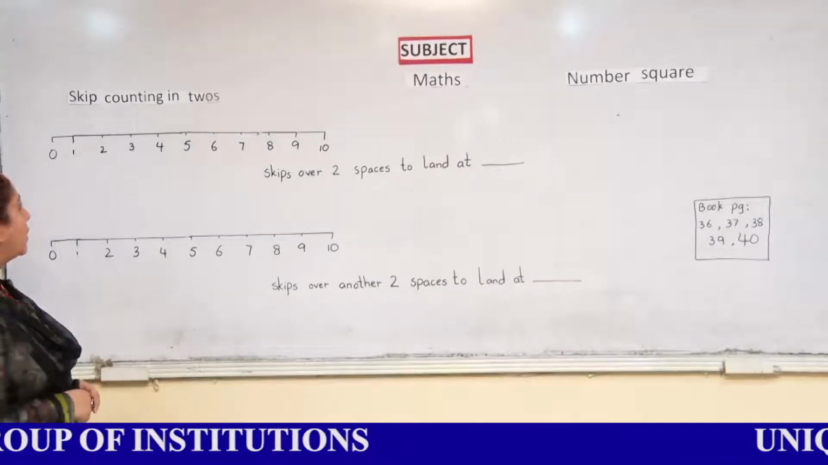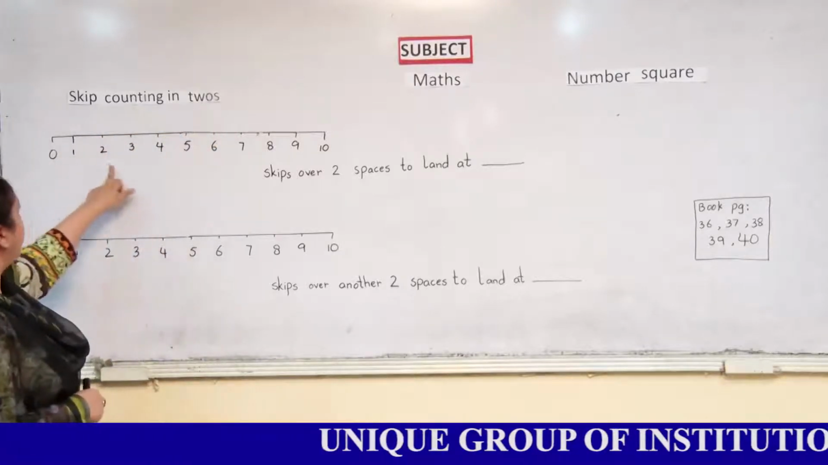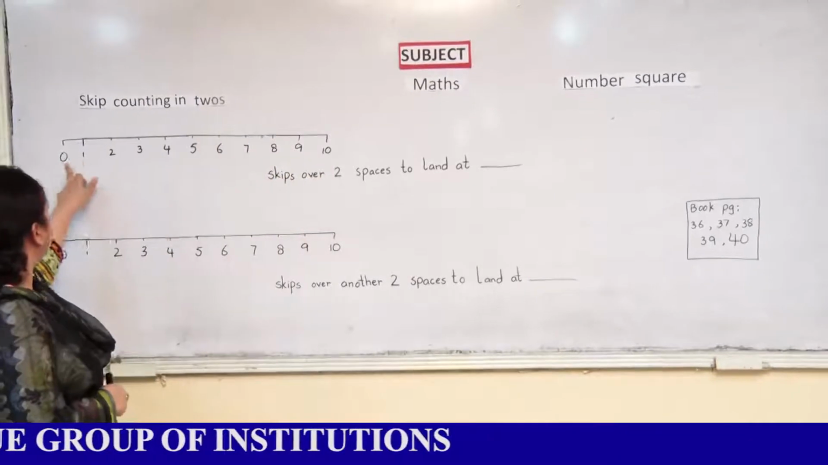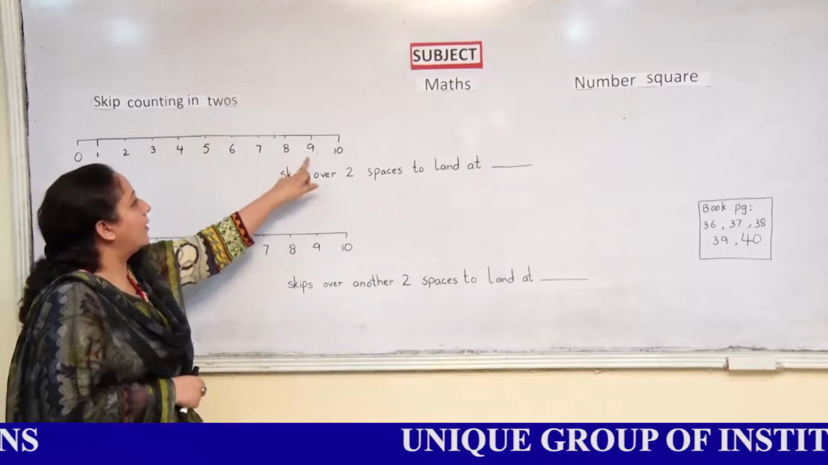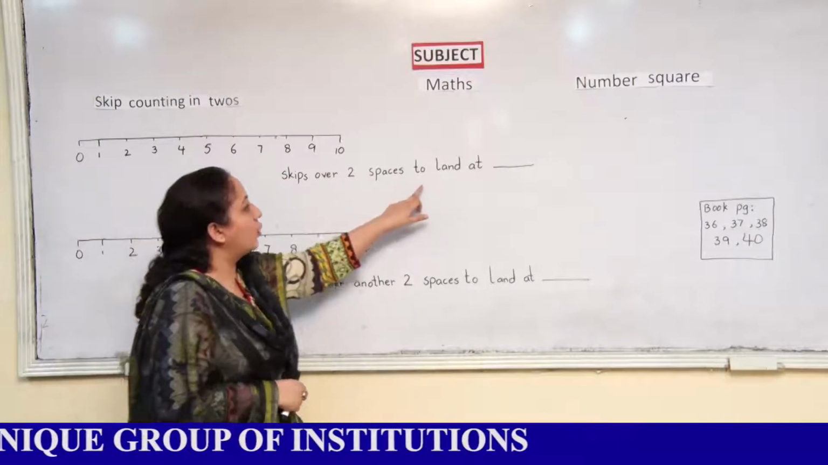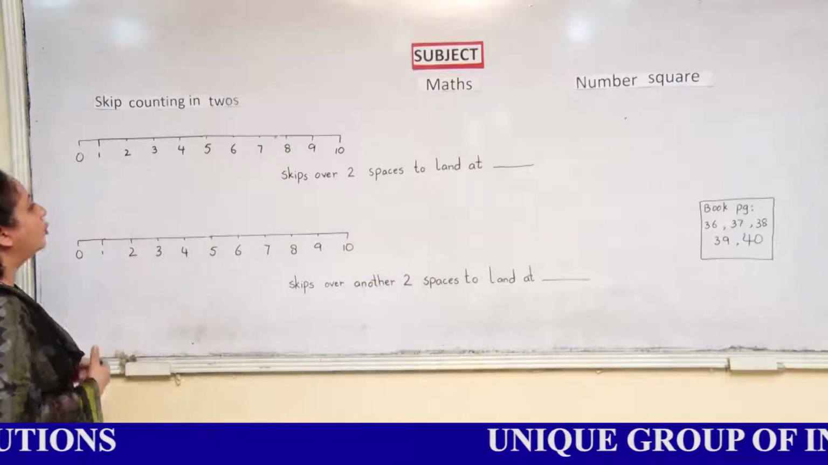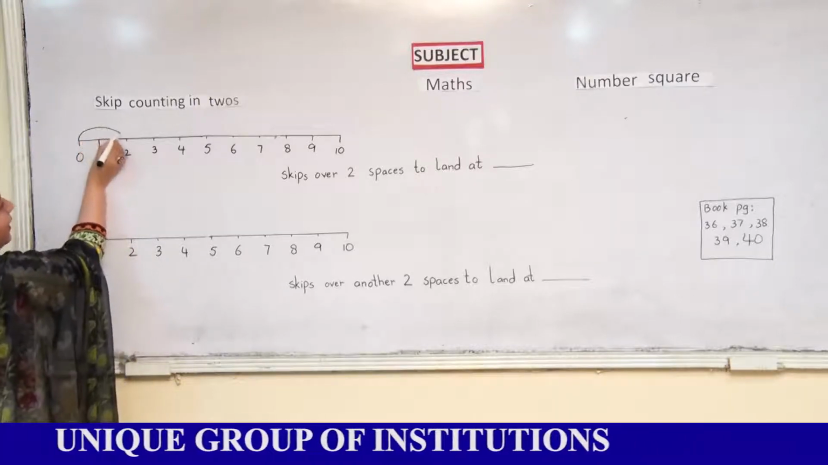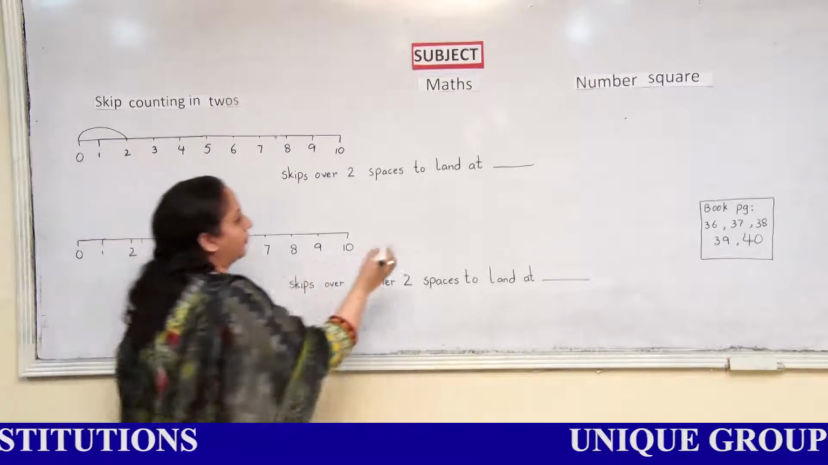First I am reading the instructions for you. Skip counting in 2s, and this is a number line which starts from 0 and ends at 10. 0, 1, 2, 3, 4, 5, 6, 7, 8, 9, 10. And the instructions are: skip over 2 spaces to land at. We will always start from 0. Just skip 2 spaces. Look at this. Which number do we land at? Number 2.